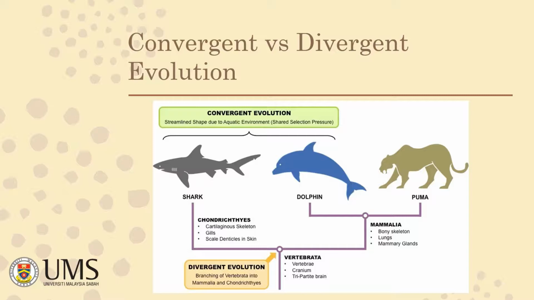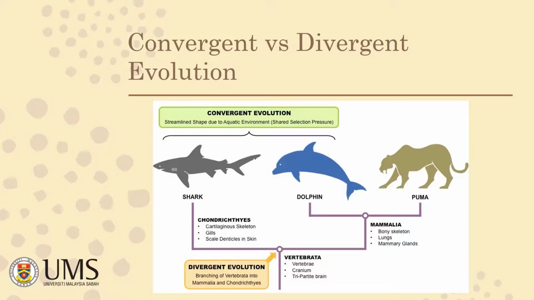Even though the dolphin can swim, the shark can also swim. The habitat of the dolphin is in the sea. The habitat of the shark is also in the sea. Puma is on the land. But dolphin and puma belong together. They are classified as mammalia because of bony skeleton and lungs.